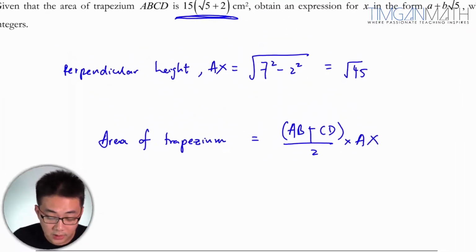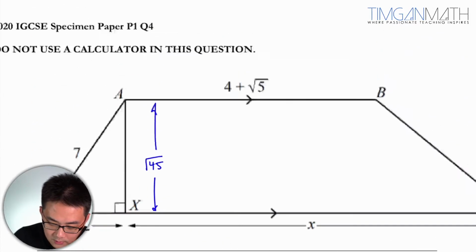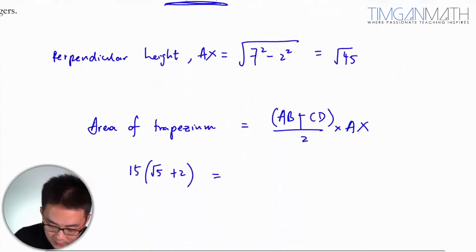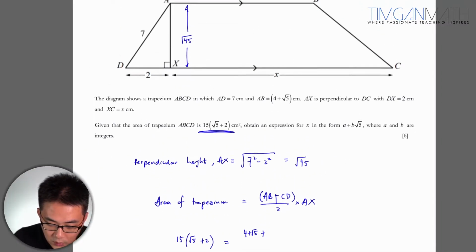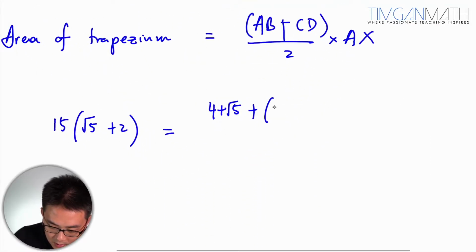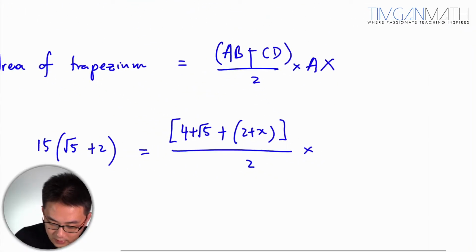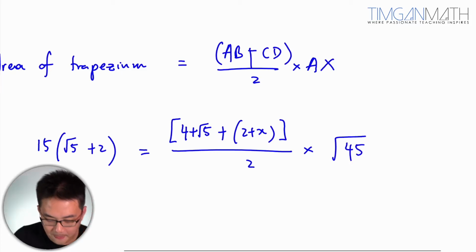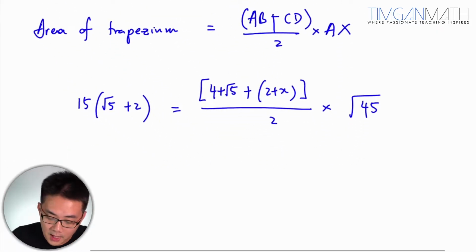Then the area is given as a numerical value, which is 15 times root 5 plus 2. AB is 4 plus root 5, plus CD, which is 2 plus x. Bracket it and divide by 2, times AX, which is square root of 45. Alright, so let's see how we can do this properly.